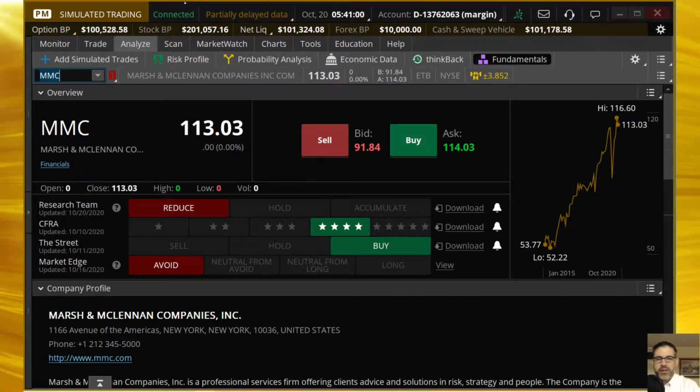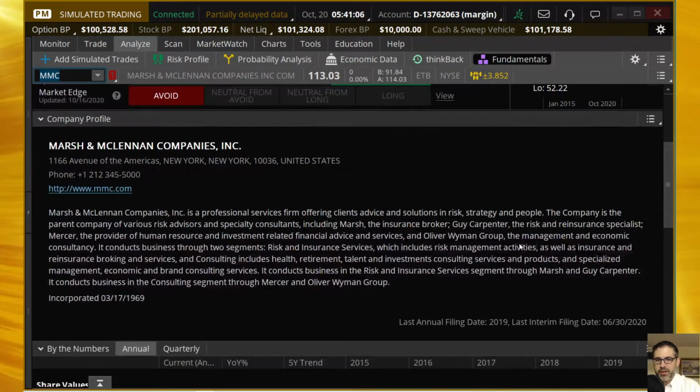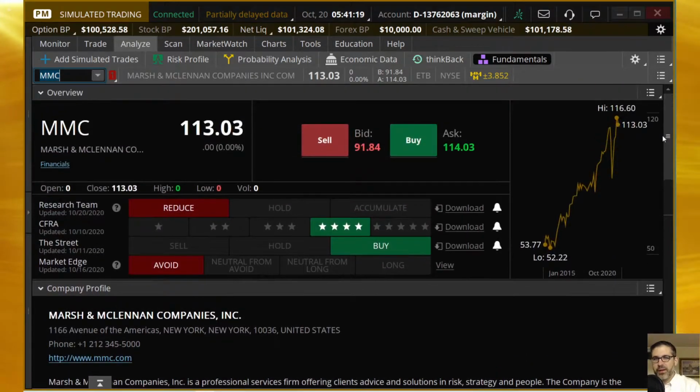So here's a company that deals with risk and insurance, and it tells you more about the company here. I wonder, is it going to keep going up because everybody wants ways to protect themselves, their employees, and their businesses? We can also see that it has a high liquidity of shares. Three out of four is pretty high, and that's in shares. It trades over 1 million shares every day. But let's take a look here. We'll go to add simulated trade.